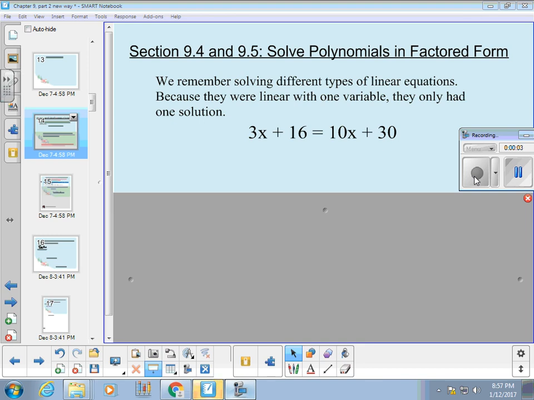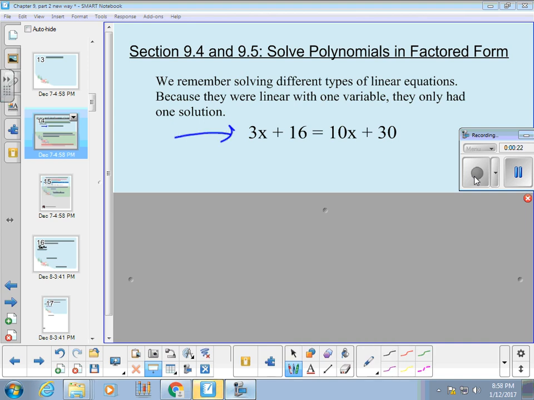Today's lesson is on sections 9.4 and 9.5, solving polynomials in factored form. In these two sections, we're beginning to learn the technique of factoring problems so we can solve them. In particular, it helps more with quadratic equations, as we've started to talk about. But just quickly reviewing, or bringing it back to the big picture of what we're doing.